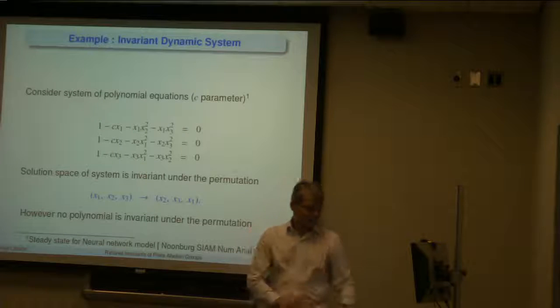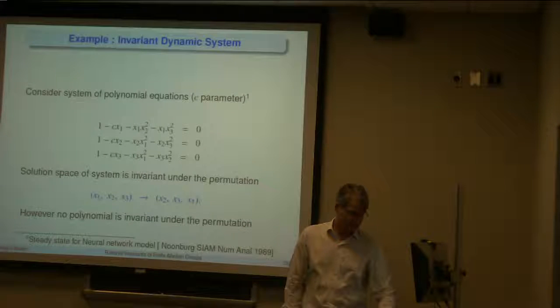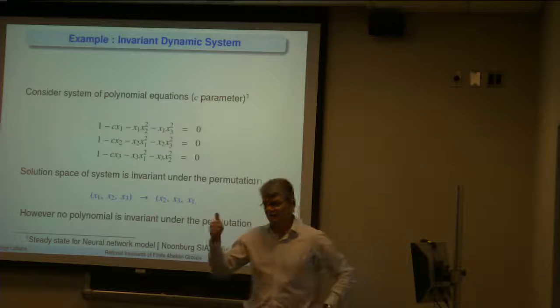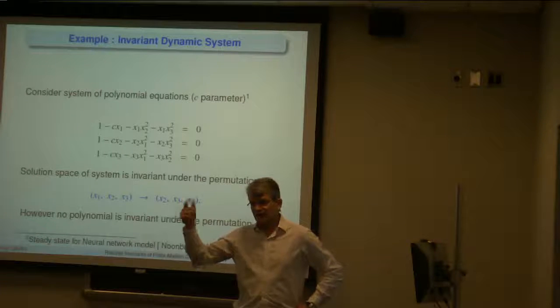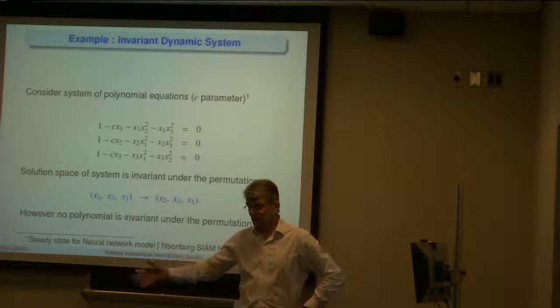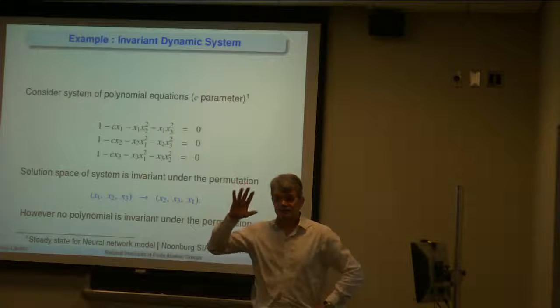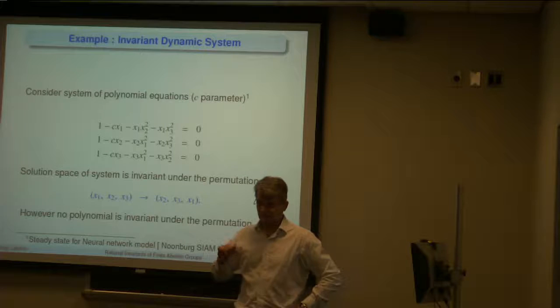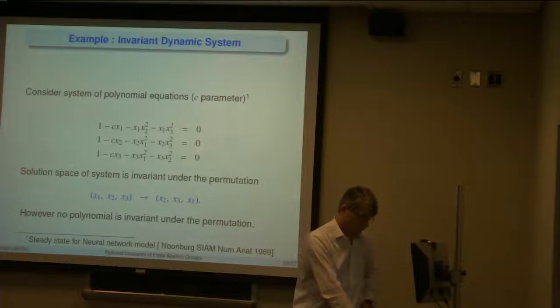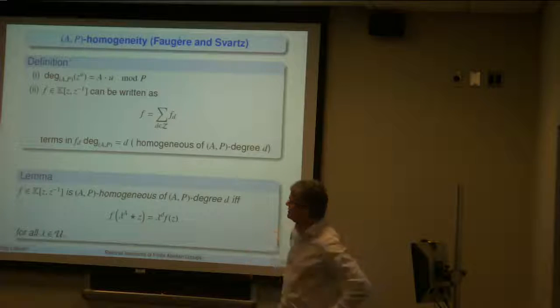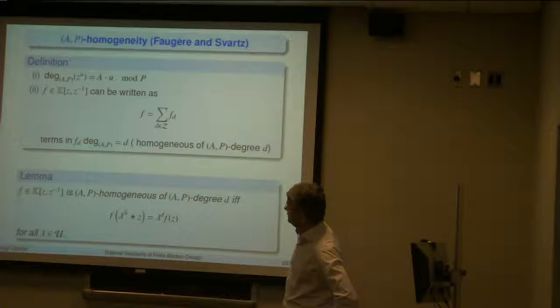Okay, so what do you do in those cases? You can't just take each equation and rewrite. You can't just find the invariants, rewrite each equation in terms of the invariants and away you go. That just doesn't work, because each equation is not invariant, just the system is invariant. So that's a little different. Okay, so what you do in this case is define something called AP degree.